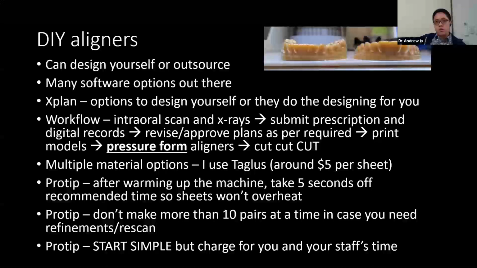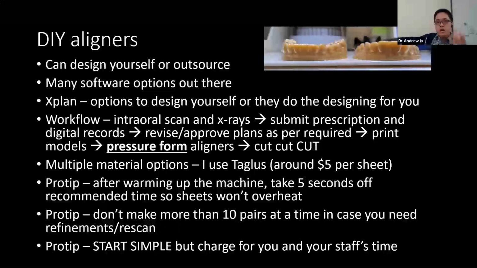There are lots of aligner sheets available. I use Tagless. It's about $5 per sheet, so it's on the pricier end of the spectrum. But the good thing about Tagless is that on each side it has a protective coat that you peel off, so you don't need to put the separator on your models. You can thermoform straight onto the models. There's no extra step, no extra mess. It's definitely worth the time saving.